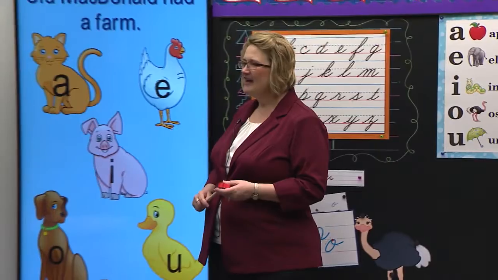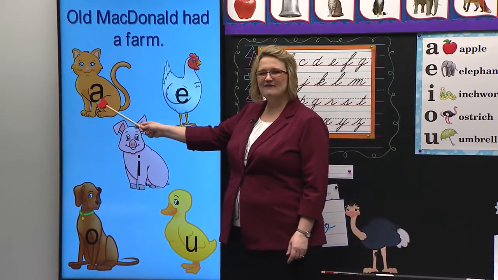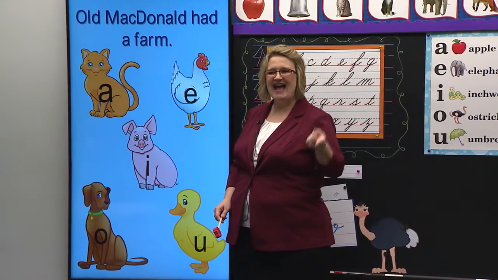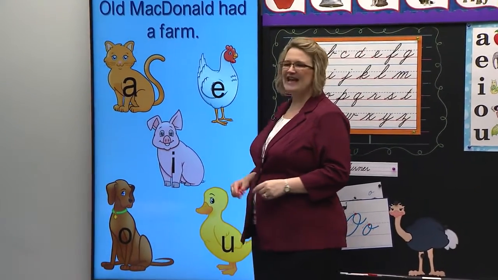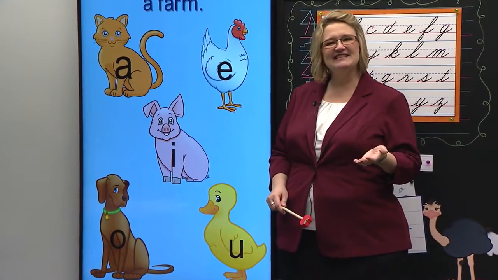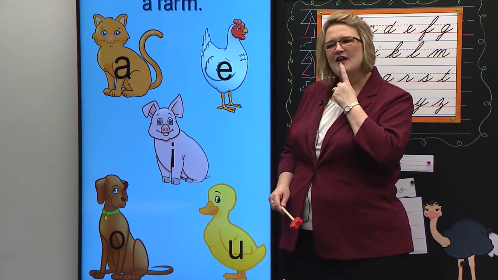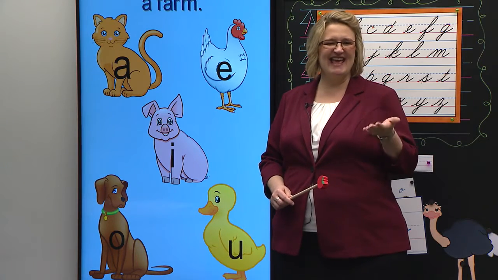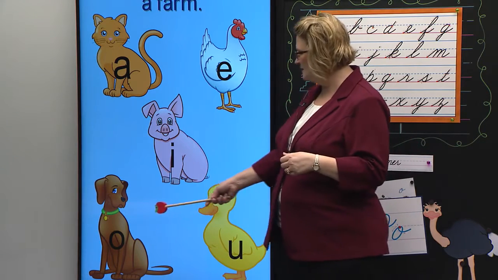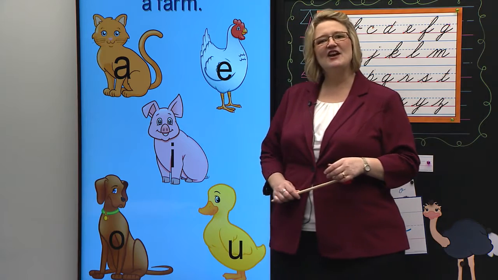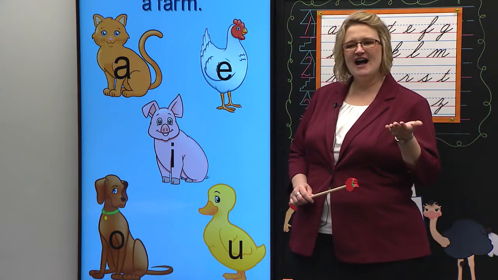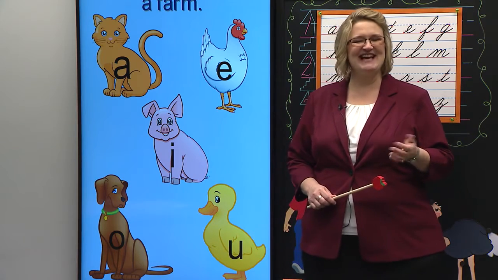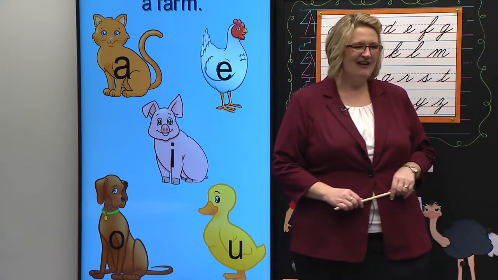Look over here. I have a cat. And what vowel do you hear in cat? A. And A says a. What vowel do you hear in hen? E. And E says e. What vowel do you hear in pig? I. And I says i. What vowel do you hear in dog? O. And O says ah. What vowel do you hear in duck? U. And U says uh.